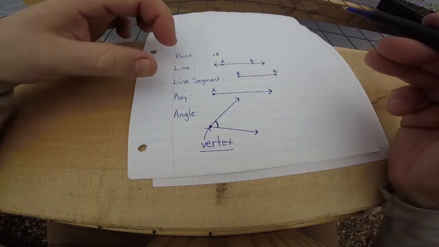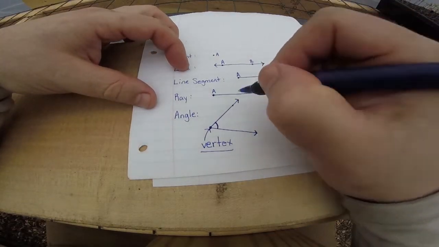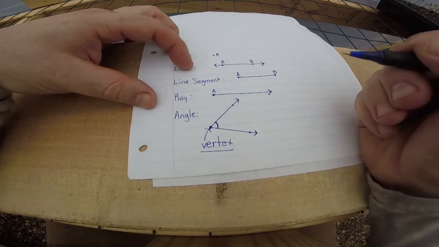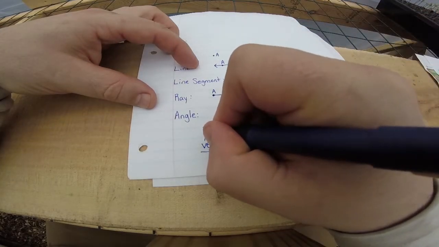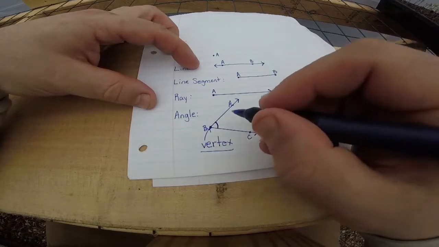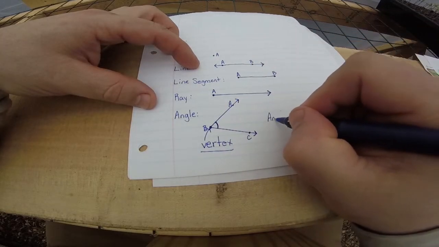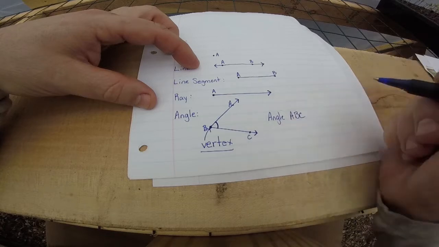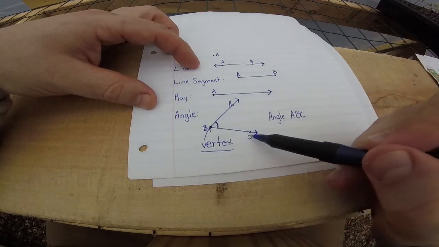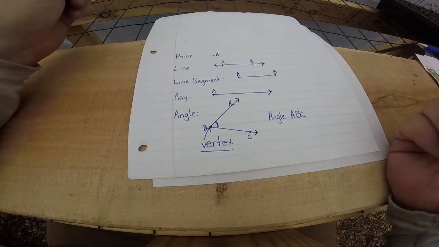Now we can name this angle too. If there's a point here and a point here, we can name this angle A, B, C. So this would literally be called angle A, B, C. And you would know what angle I'm talking about if we named it.